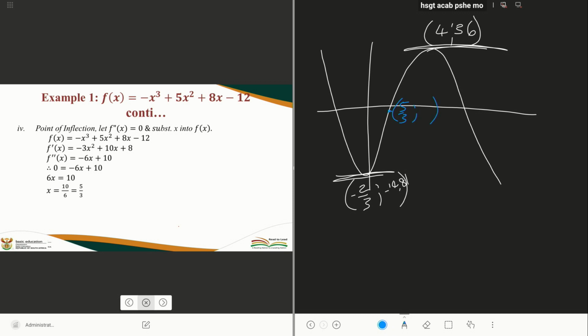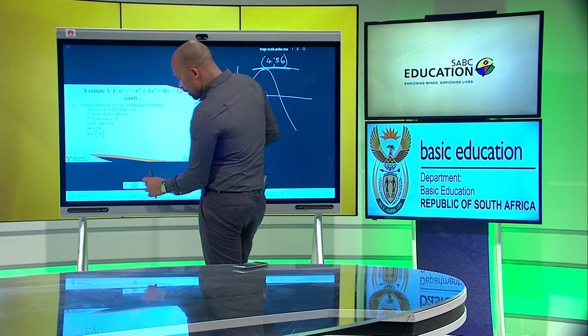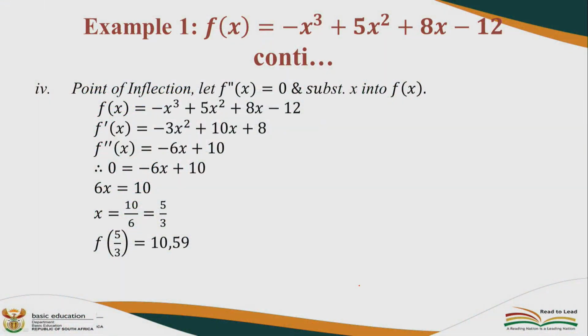I don't know the y value. Where do I get the y value? Go back to f of x. In the place of x, let me substitute 5 over 3. I get that my answer will be somewhere there because it's positive. Remember, this is my sketch. Somewhere there on top. Then it's going to be 5 over 3 and 10,59. So that's what I got.